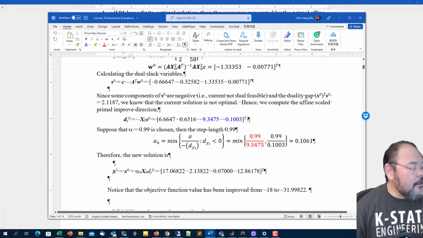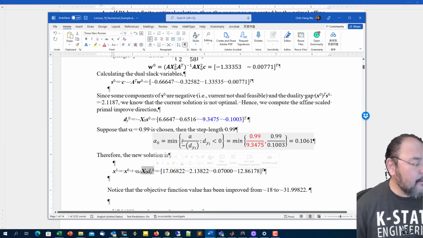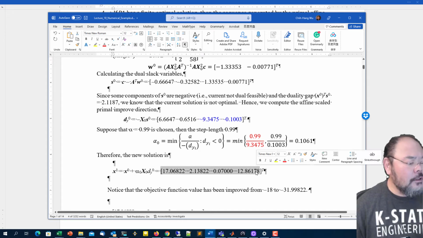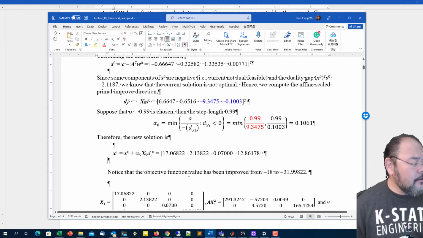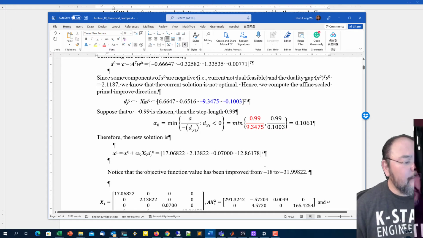And I can update my primal solution, x1 equals x naught plus alpha naught times X naught times dy, because I need to scale back, affine transforming back to dx. So this is the new solution for x, and the new objective function has improved from negative 18 to begin with to almost negative 32.